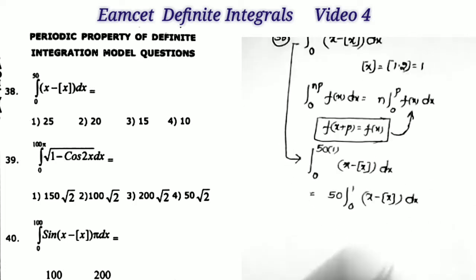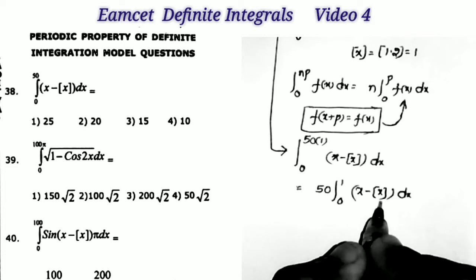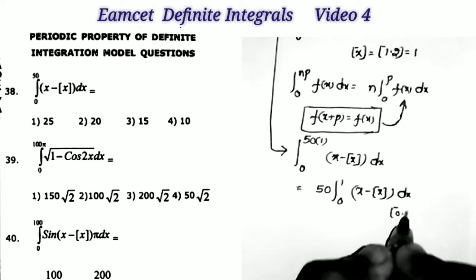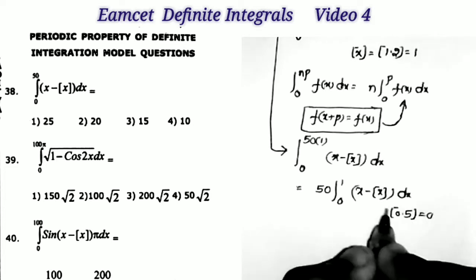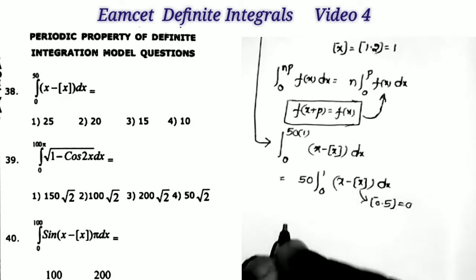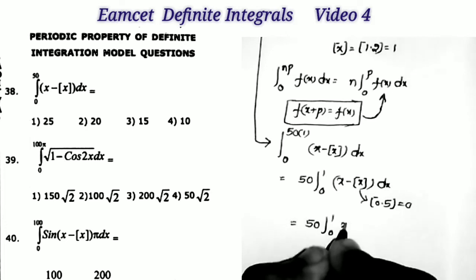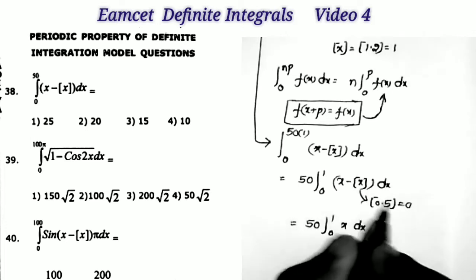Now what is the [x] value here? When we take any number between 0 and 1, suppose I take 0.5, [0.5] is equal to 0, the greatest integer. Since [0.5] is equal to 0, this term becomes 0. So the quotient becomes 50 into integral 0 to 1 of only x dx.